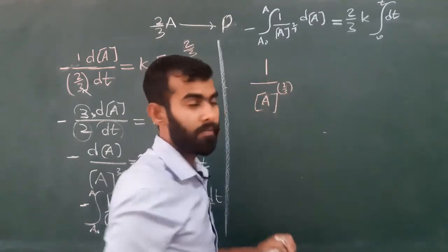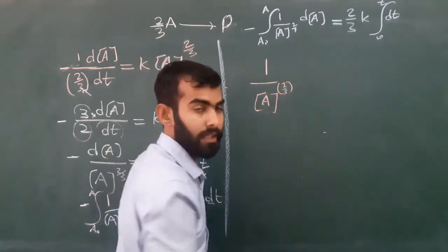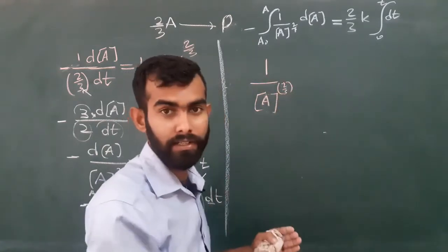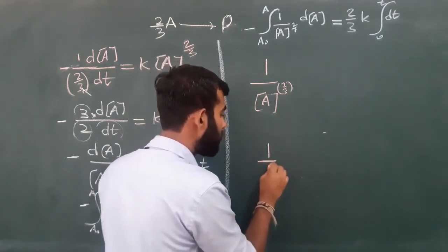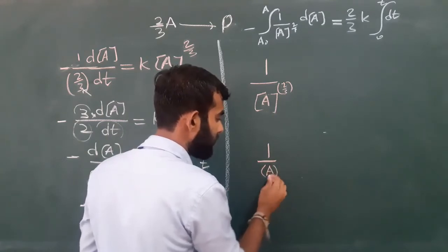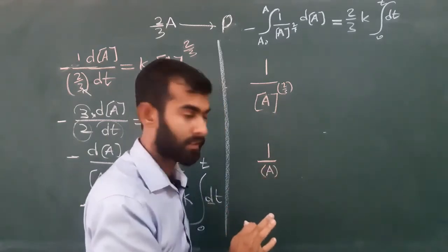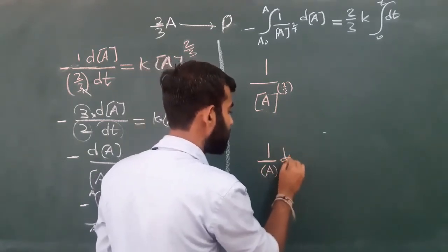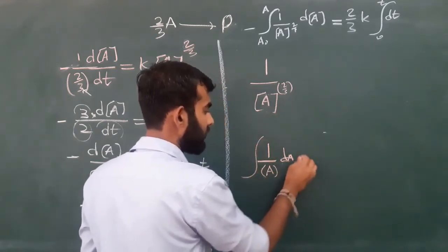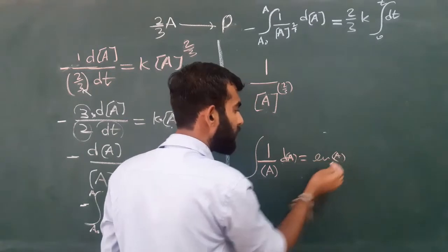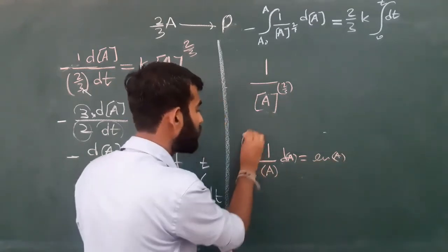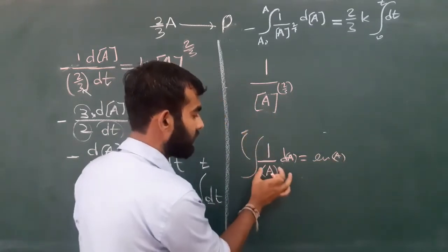1 over A to the power 2 over 3. How can we integrate? You know this. If we integrate 1 over A, it doesn't have a power. If we integrate this by dA, the answer will be ln A. However, we can't use this rule here because this A contains a power.